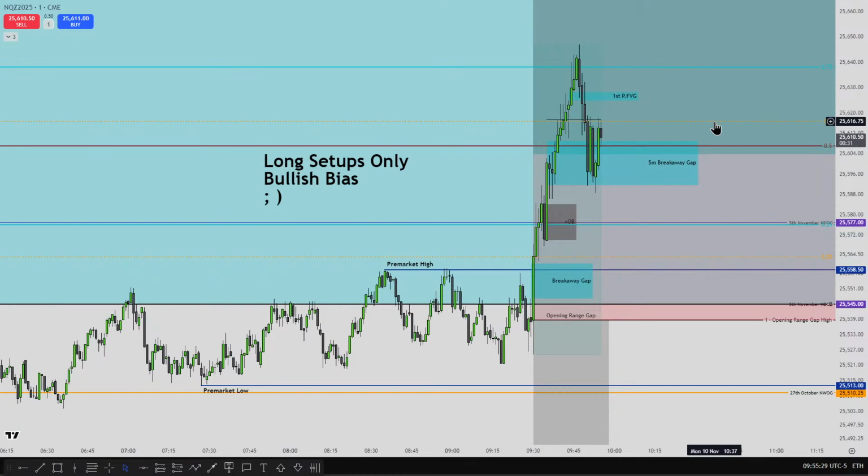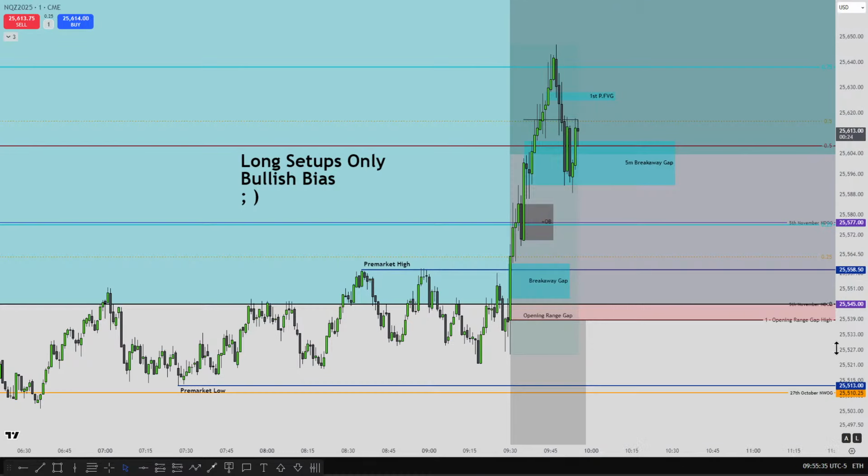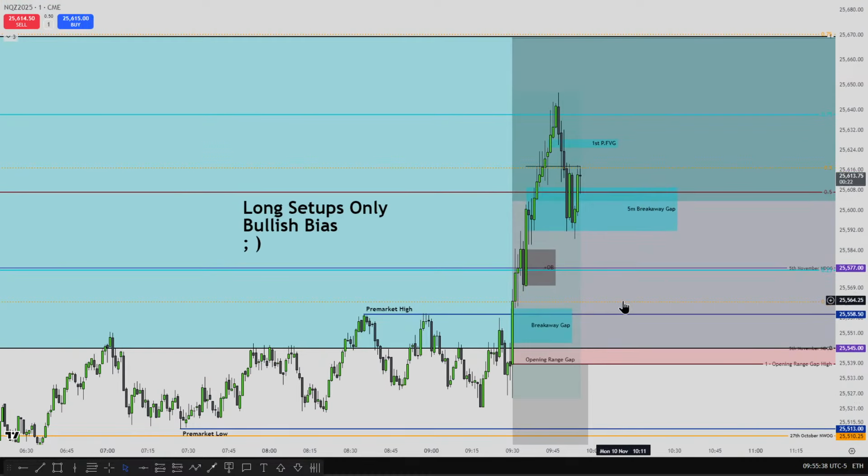I want to see the new week opening gap levels from the 27th of October's new week opening gap be the thing that controls price here. So, having this many quadrants on, sometimes it's just going to become coincidence.